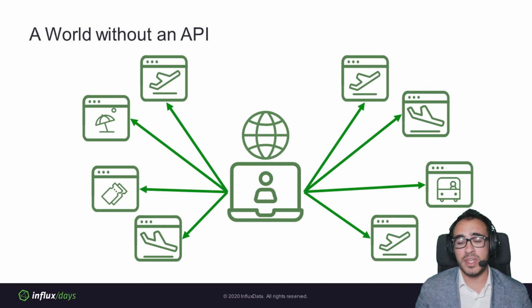A world without an API. Just imagine for a minute a world without an API. That would be chaos. That would be absolute chaos.